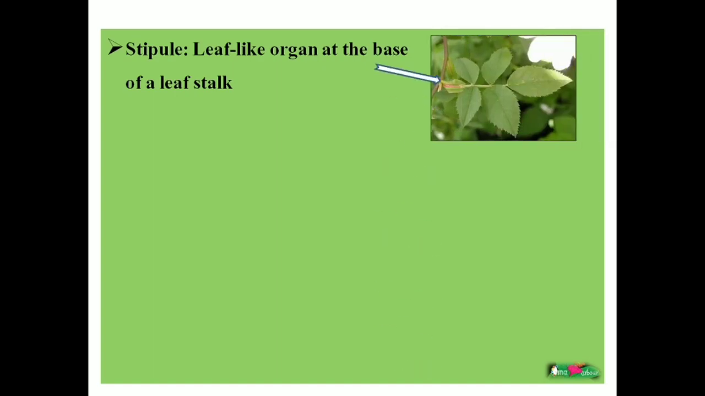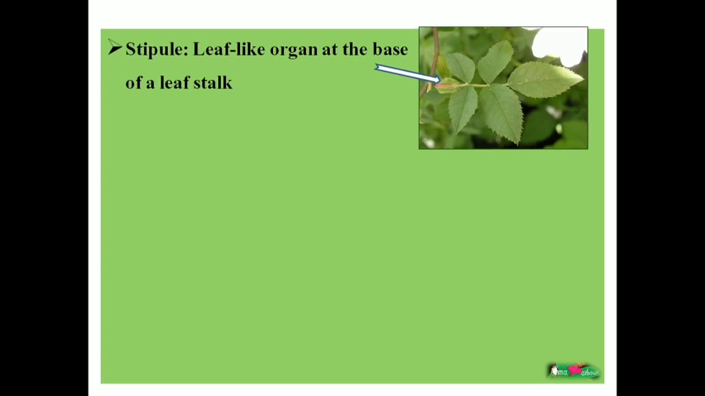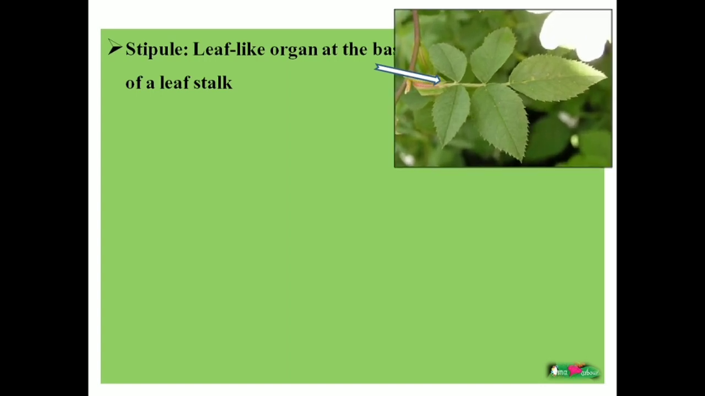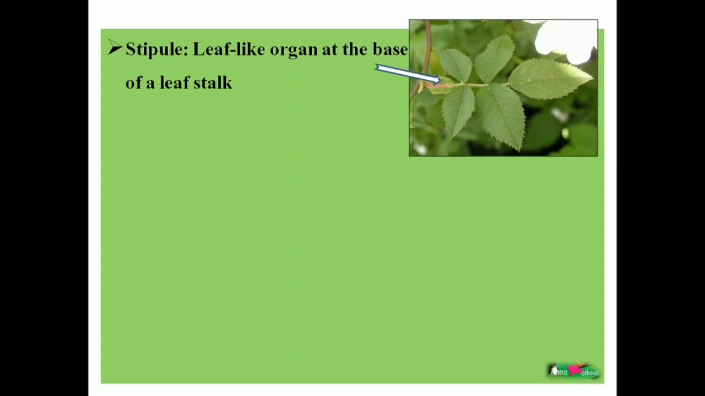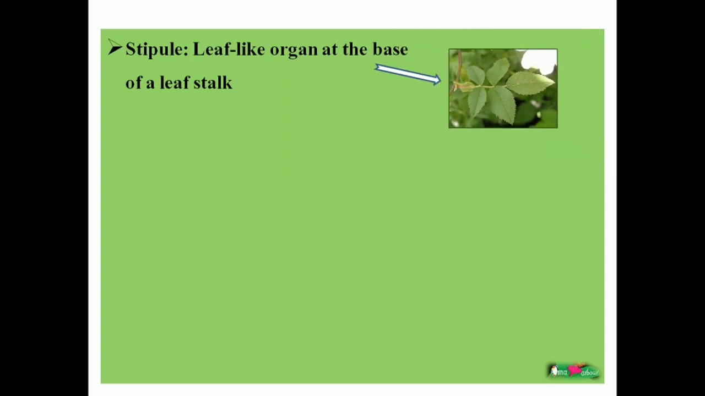Next is stipule. If you observe the leaves of a rose, you can easily find the stipule. Most of the researchers said stipules are used like leaves to provide energy for the plants. Sometimes the stipule protects the next leaf also. So this is regarding the stipule. You can see the picture also.